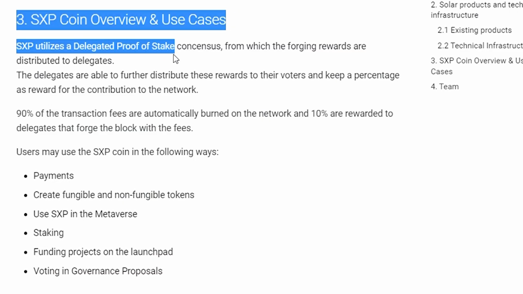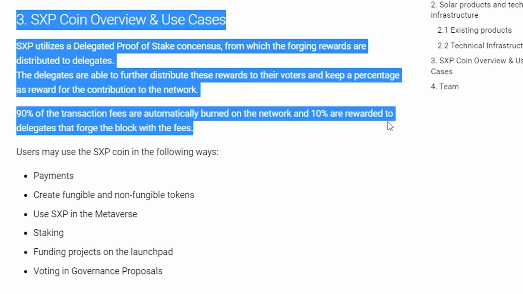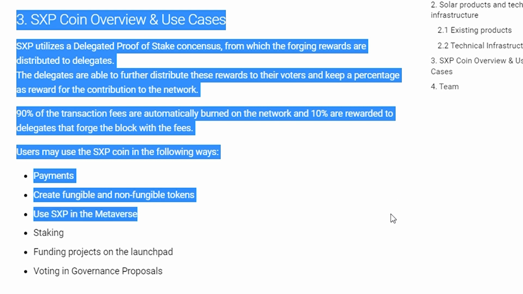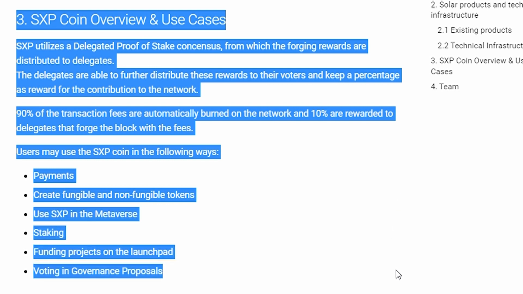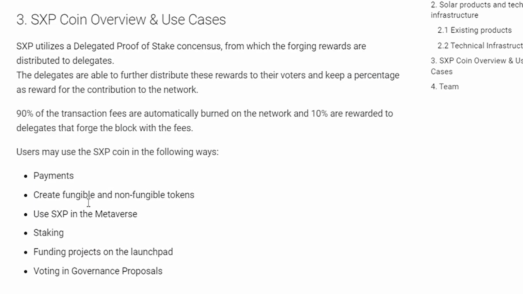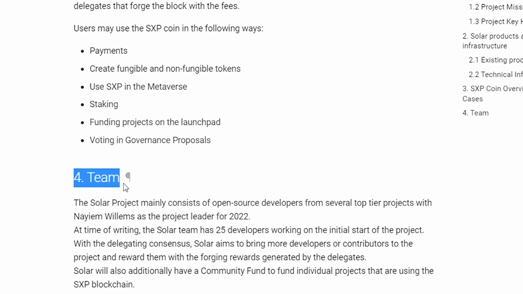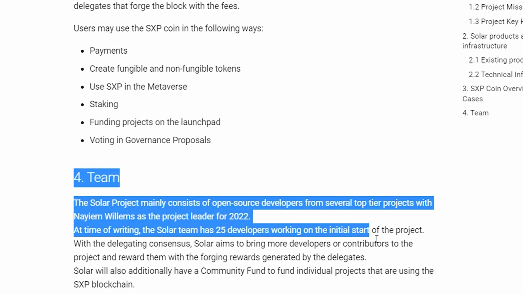Now, folks, I would actually like to bring your attention to the documentation, because obviously if you are investing in the SXP token, you're investing in the Solar blockchain token, then guys, you're going to want to know why. What's the actual use case for the SXP token going forward, okay? Because there has quite honestly been a bit of confusion on that front. So what do we got here, guys? We've got payments, create fungible and non-fungible tokens, use SXP in the metaverse, staking, funding projects on the launchpad, and voting in governance proposals.